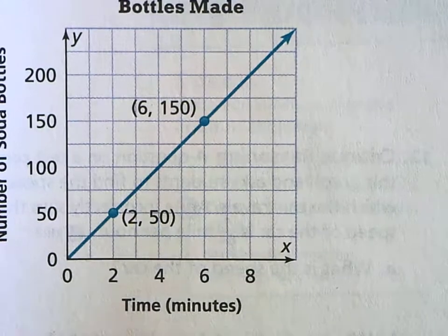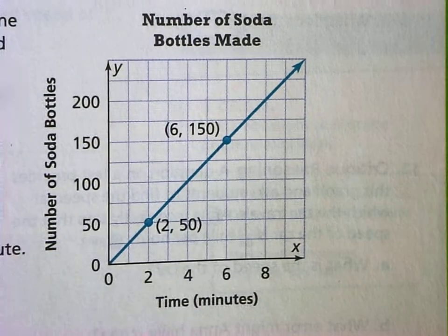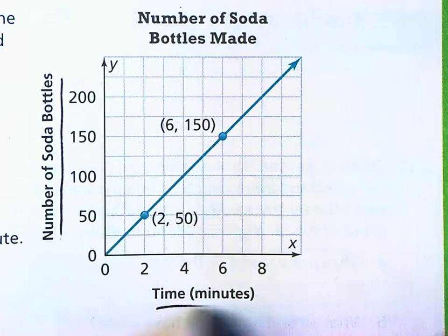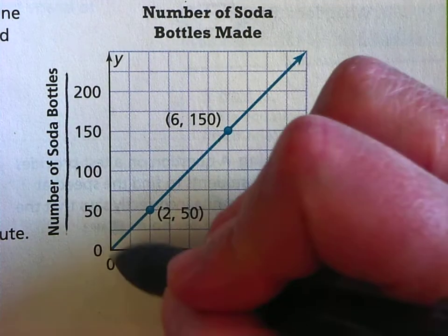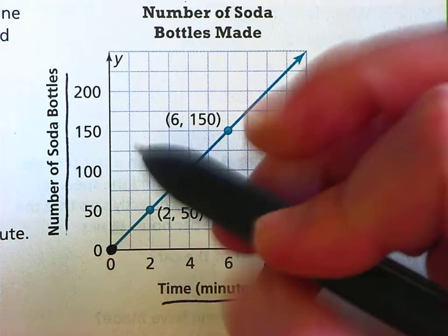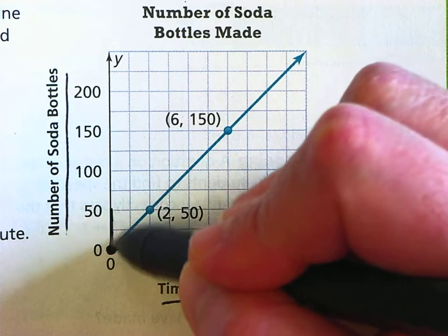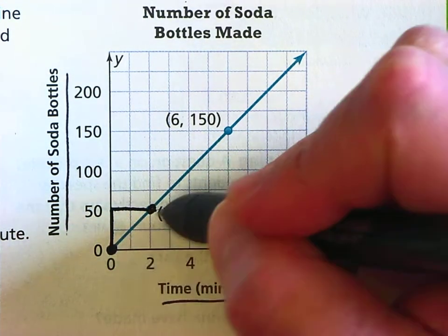Okay, so let's try another one. Let's take a look at this slope and find it. It says the number of soda bottles made in minutes. That's what this says. If I rise and run, again, this is proportional. So if I choose to use rise over run, I'm going to figure out how many I'm rising going up, and then how many I'm running going over to get to the next point on the line.